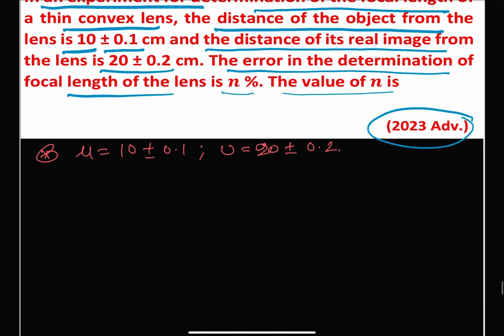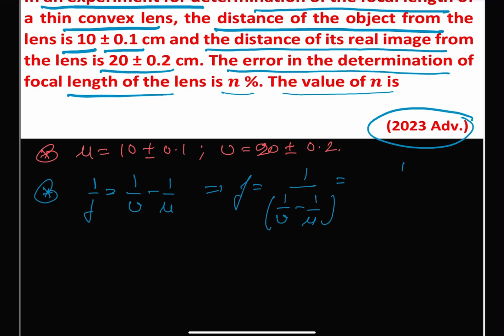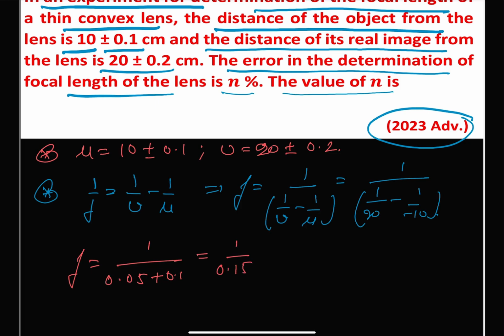We can use the lens formula and find out our focal length, that is our f. So we can say 1 upon f is equal to 1 upon v minus 1 upon u, and this gives us that our f will be equal to 1 upon v minus 1 upon u. We substitute the value, this is our 20 and this is a minus of minus 10. We get our f will be equal to 0.05 plus 0.1, which will be equal to 1 upon 0.15, or you can write our f will be equal to 20 divided by 3.